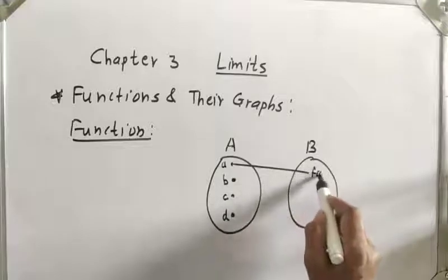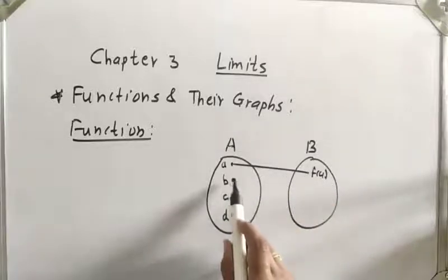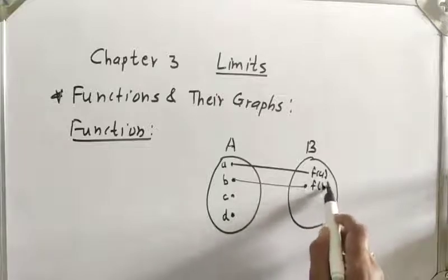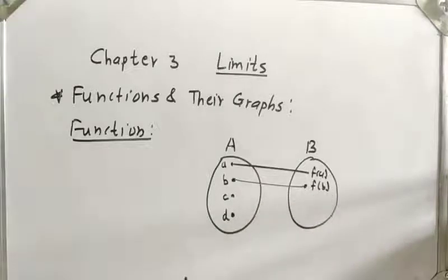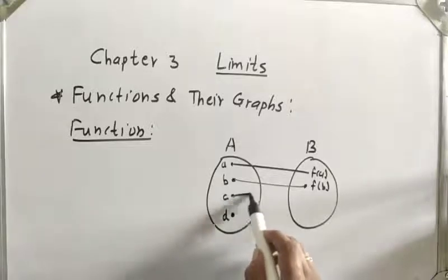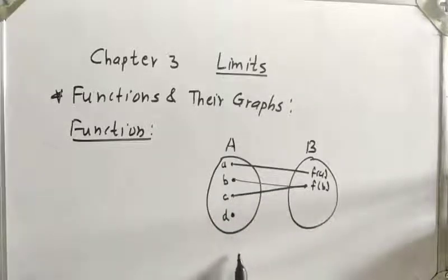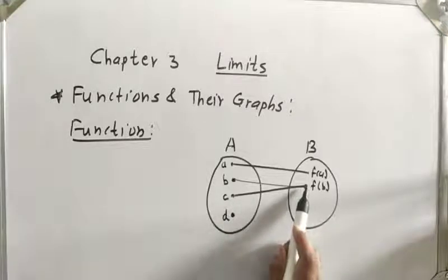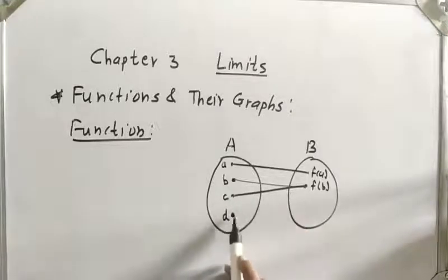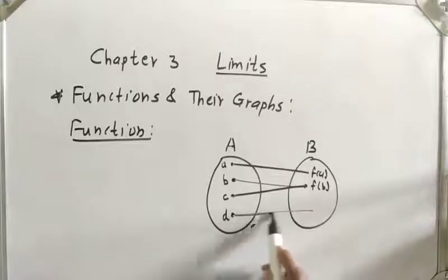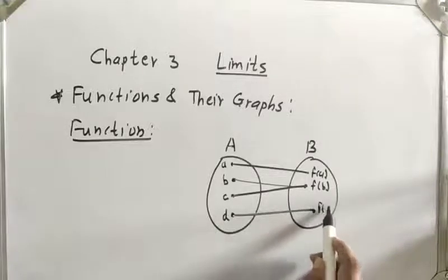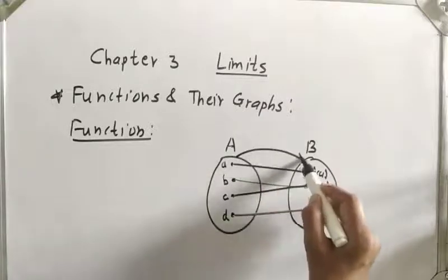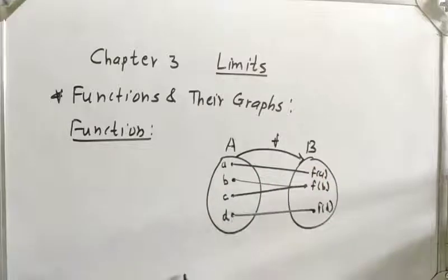That is, suppose it is f of A. For B also there is some unique element, f of B. For C also there is some unique element, it may be possible like this. For D a single element is there. Let us denote it by f of D. So what is a function? This mapping we call a function.